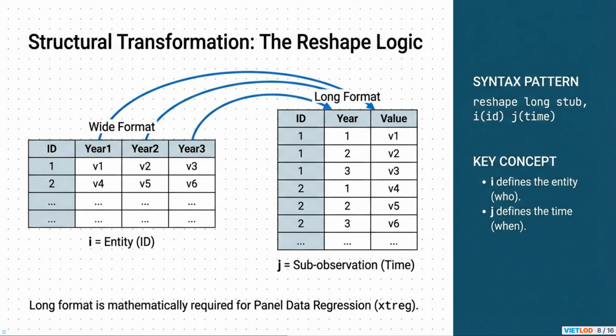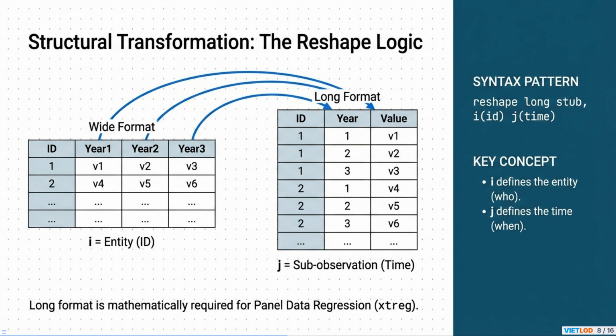The i option specifies the entity identifier, which is the unique ID for each observation unit, like a person or a company. This variable tells Stata who the observation is about. The j option defines the new sub-observation variable, which is typically time. This variable tells Stata when the observation occurred. This long format is a mathematical requirement for running panel data regressions with xtreg.